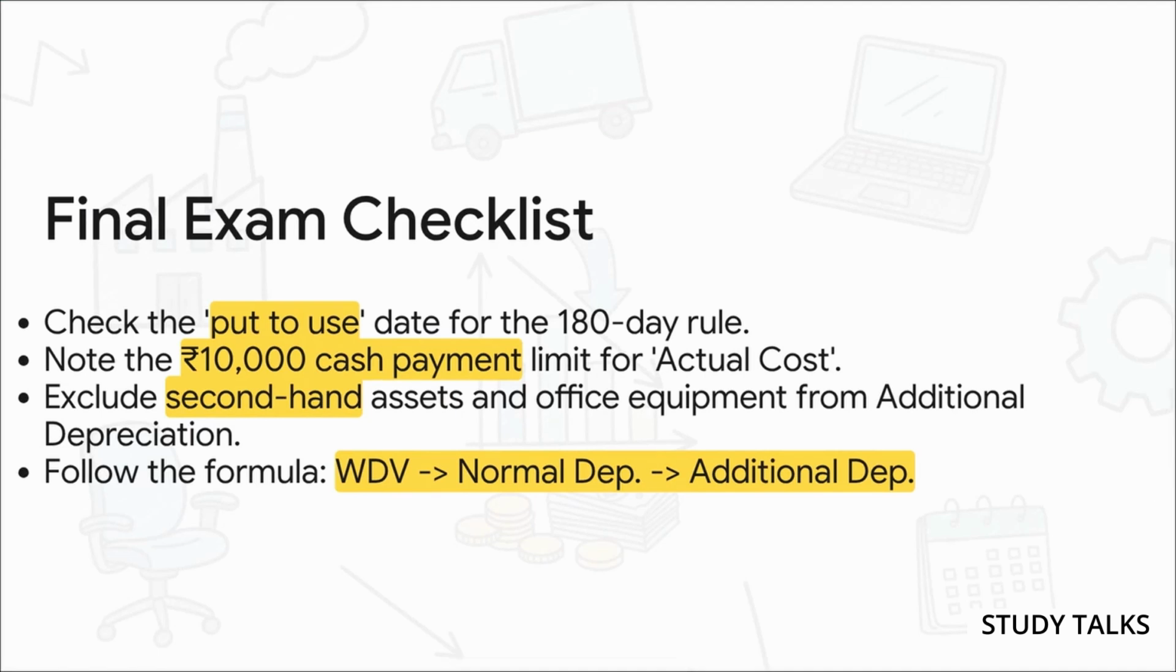So, before you walk into that exam hall, this is your final mental checklist. First, always check the put-to-use date for the 180-day rule. Second, look closely at how assets were paid for. That 10,000 rupee cash limit is a favorite trap. Third, be a hawk about the exclusions for additional depreciation, especially office equipment. And finally, just follow the logical flow. WDV first, then normal depreciation, and only then additional depreciation.